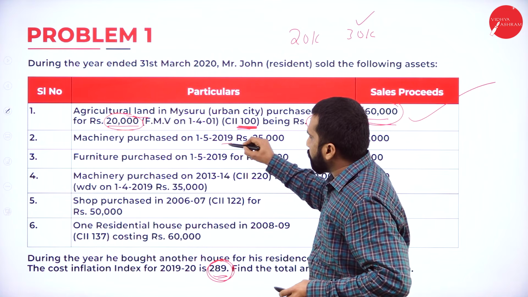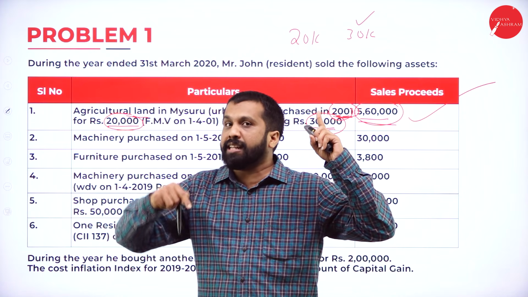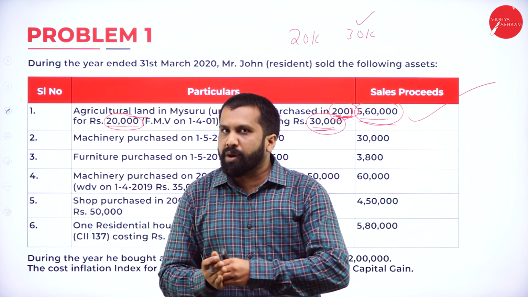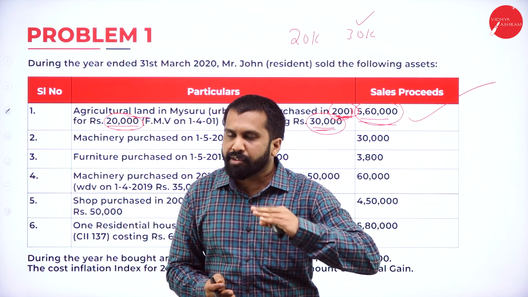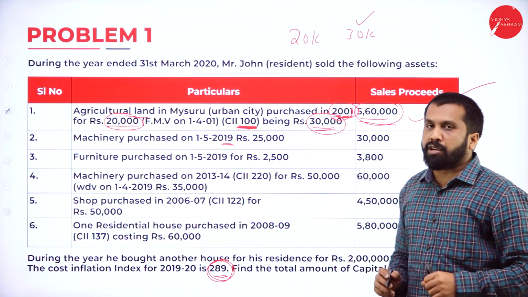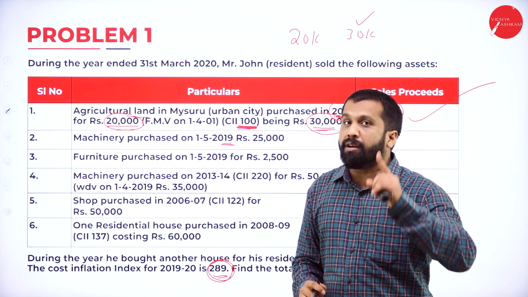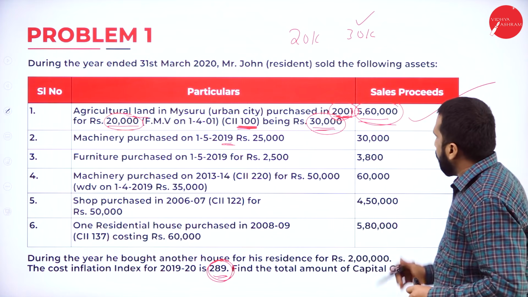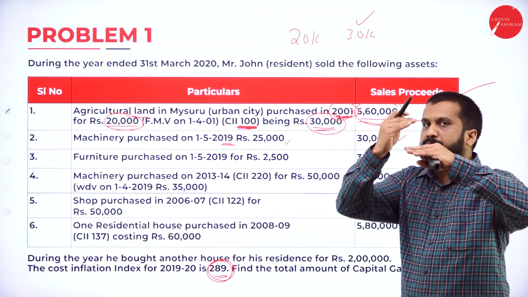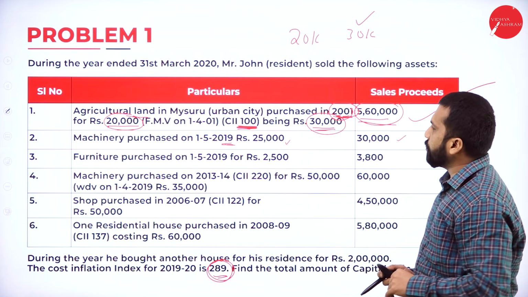Machinery purchased in 2019. When was it purchased? 2019. When are you selling? 2021. Means just 1.5 years. 1.5 years means long term or short term? Short term. Now, what is the selling price? If it is short term, will indexation come? No. Indexation will come only for long term. Now, your selling price is 30. Purchase price is 25. 30 minus 25, 5,000 is taxable. Easy. I'll go to the answer.